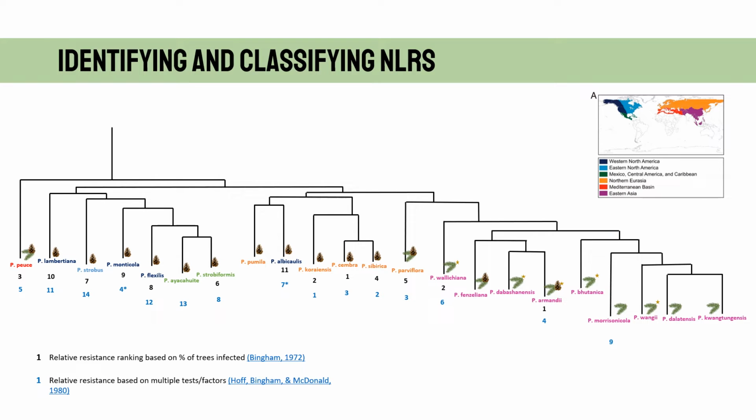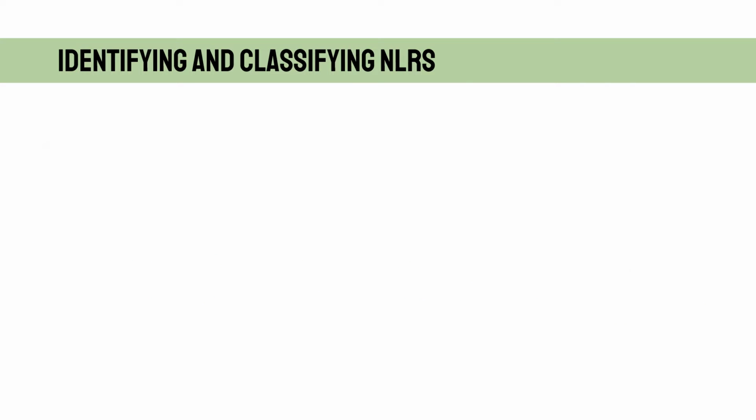So here's a phylogenetic representation of the species, and the numbers in black and blue represent the relative resistance ranking based on 2 different studies, with one being the most resistant and the higher number being less resistant. And as you can see, the North American species are relatively less resistant to white pine blister rust.